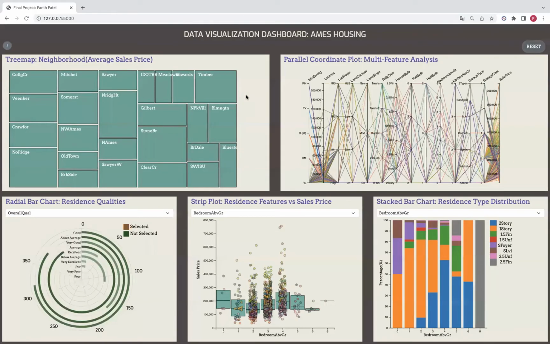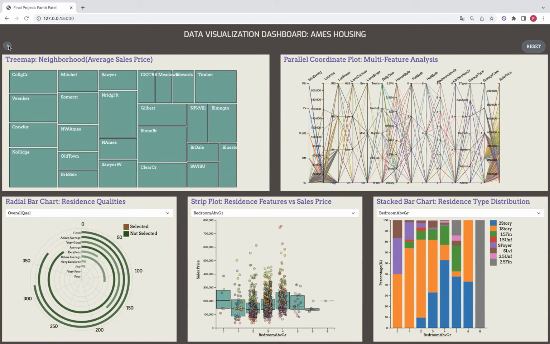Hello everyone. Today I'll be presenting my work that I've done for the project of CSE 564. In this project, I've built a visualization dashboard for housing in the city of Ames, Iowa.